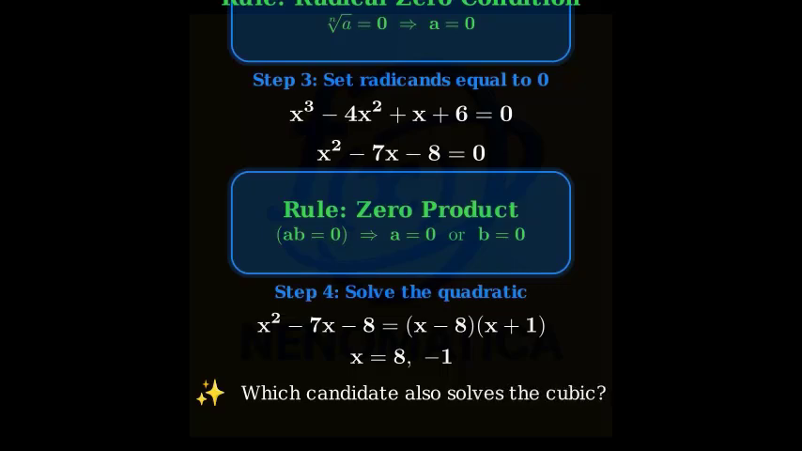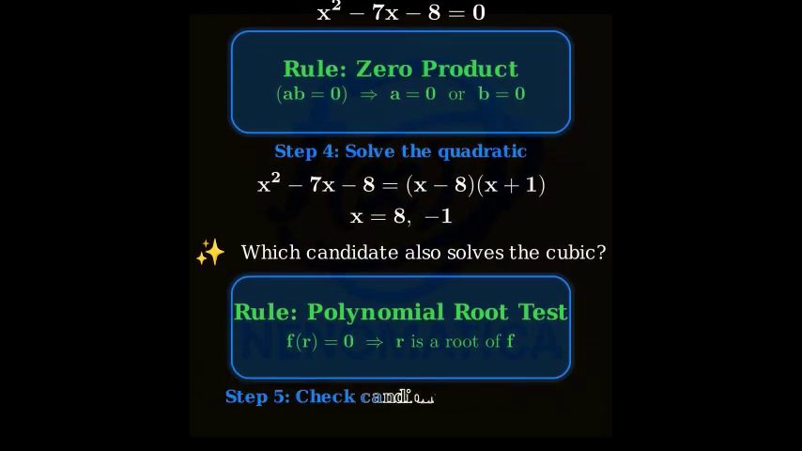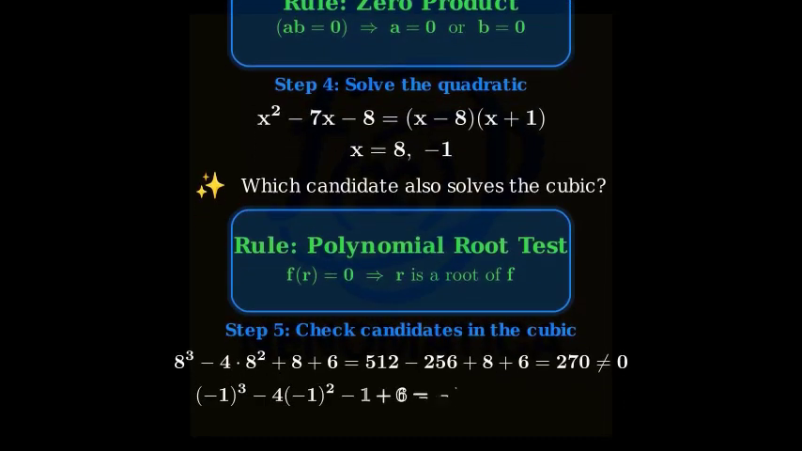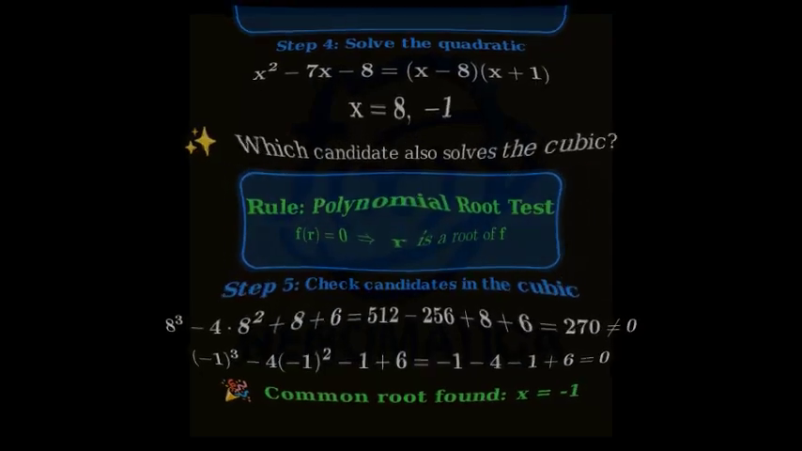Step 5. Test each candidate in the cubic equation. For x equals 8, the value is 270, which is not 0. For x equals -1, we get 0. So only x equals -1 satisfies both equations.